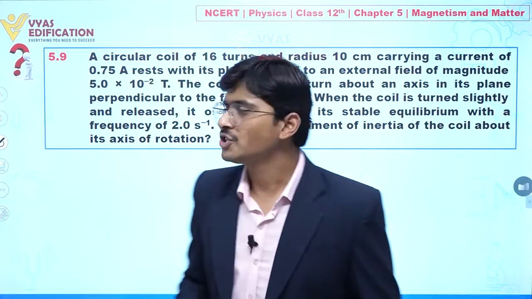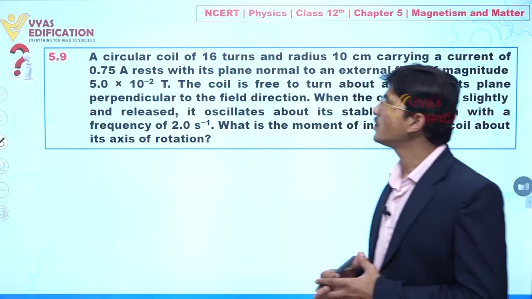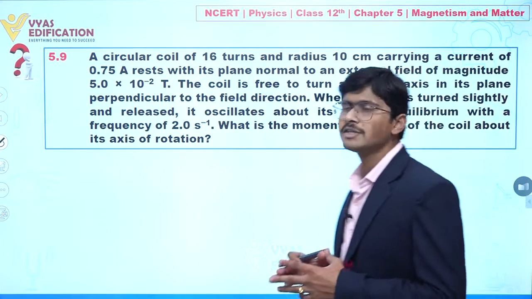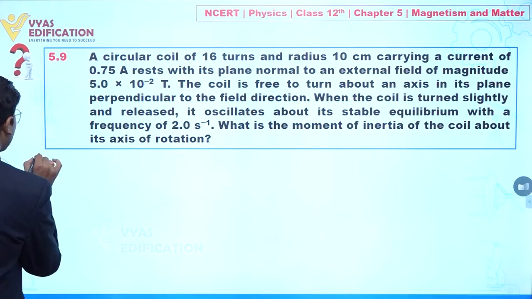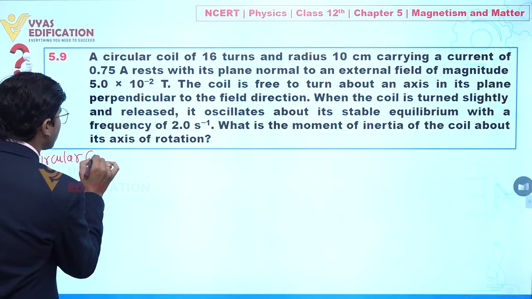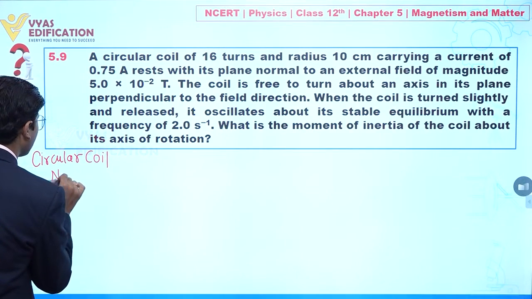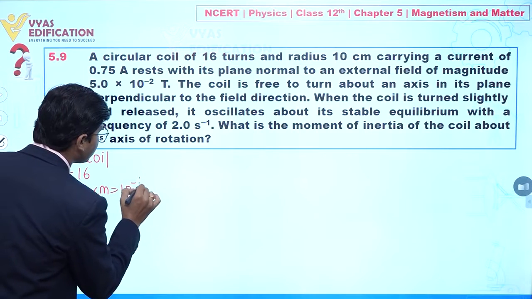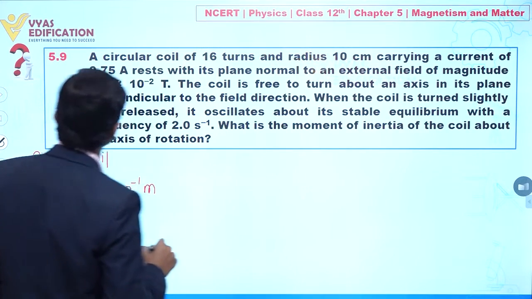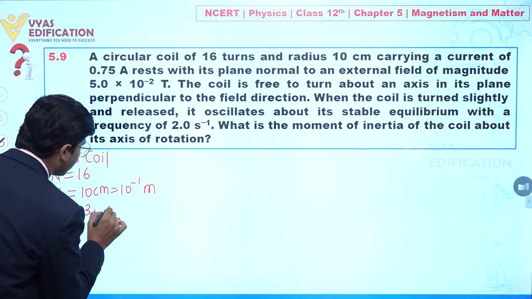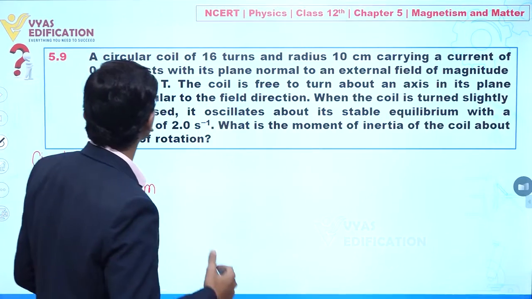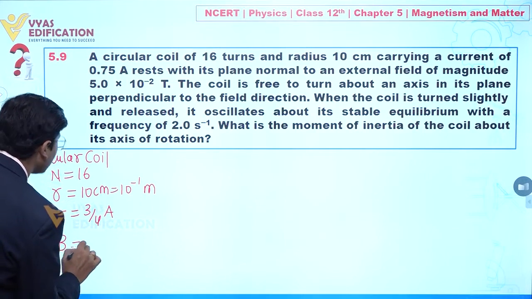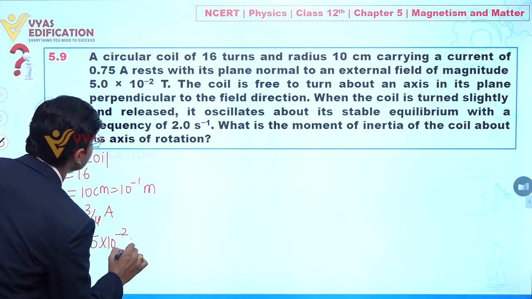We are going to discuss now question number 5.9, and in this question it is given to you a circular coil of 16 turns and radius 10 centimeter carrying a current of 0.75 ampere. So first I am writing here, we have a circular coil having number of turns 16, radius it is given 10 centimeter, clear. So we can convert into meter, so 10 to the power minus 1 meter, carrying a current of 0.75 ampere. I am writing here this is 3 by 4 ampere, clear. So it will be easy for calculation, and it rests with its plane normal to an external field of magnitude. So the magnetic field value is given 5 into 10 to the power minus 2 Tesla, clear.